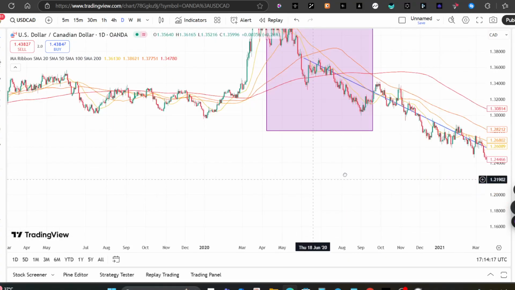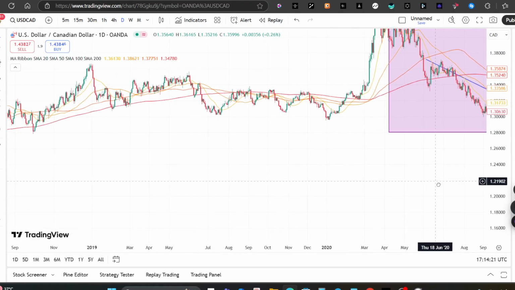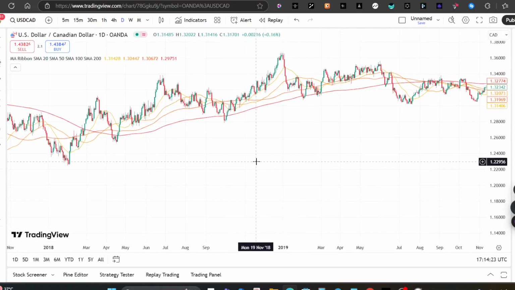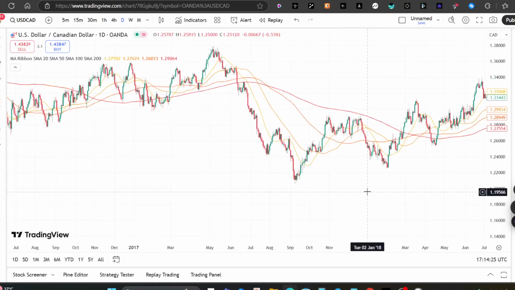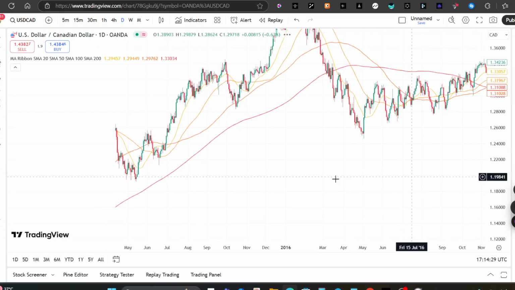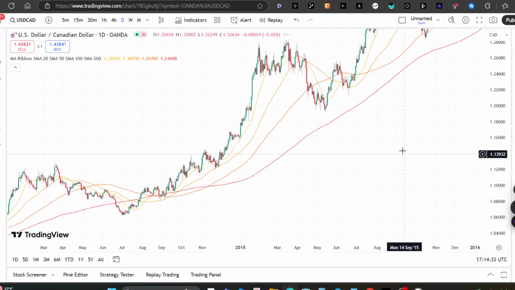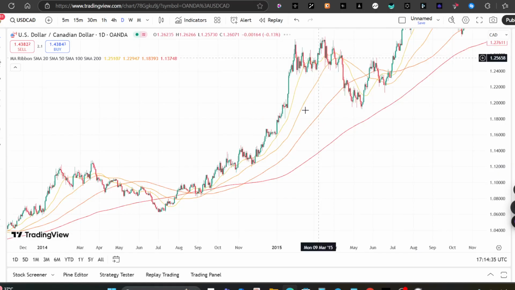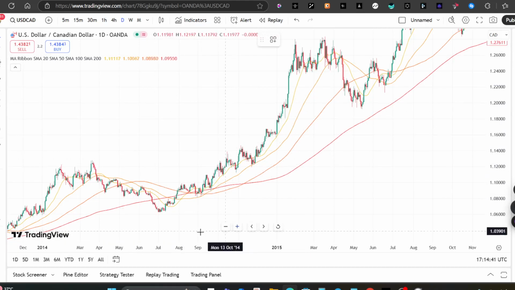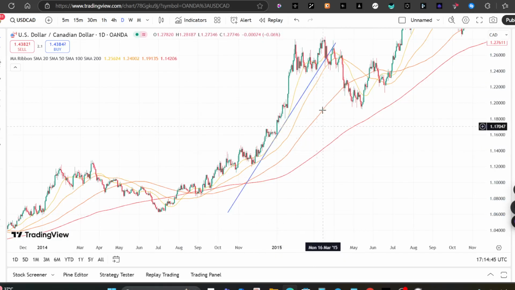Now, when the ribbon starts to widen and the moving averages are spread out, that's an indication that momentum is strong. A narrow ribbon, on the other hand, suggests that the market is consolidating and there is less momentum. You can see how the ribbon widened around this place, showing that the momentum was strong. You can see the strong bullish pressure, and the ribbons were widening around here.